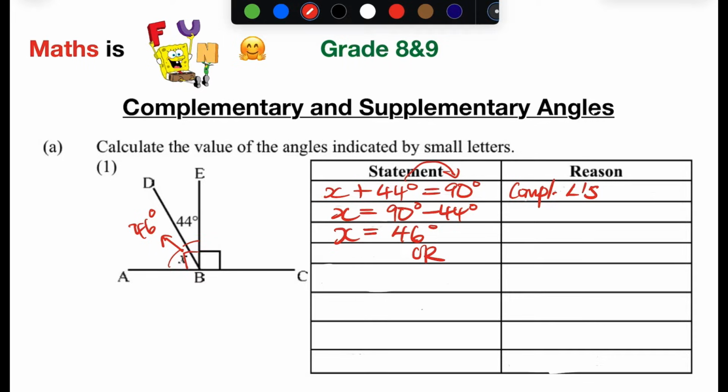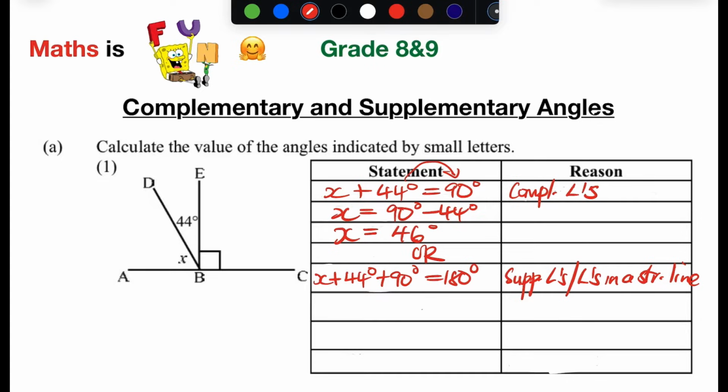Now, let's look at an alternative method using the supplementary angles or the angles in a straight line. We say since this is a straight line, all these angles add up to 180. So we're going to add all of them. We'll say x plus 44 degrees plus 90 equal to 180 degrees. The reason for that, we'll say it's supplementary angles or angles in a straight line, or the adjacent angles in a line.